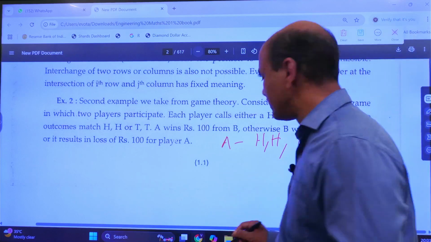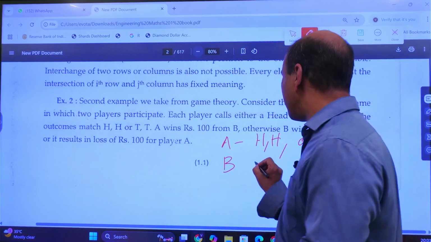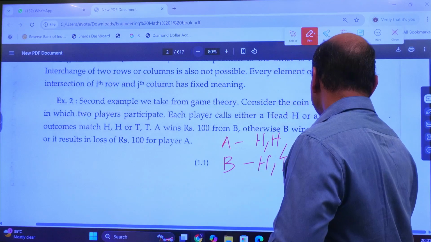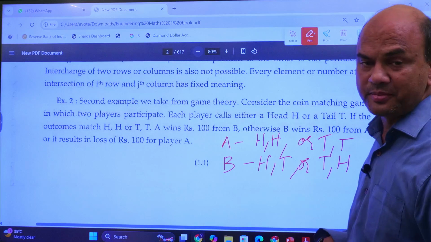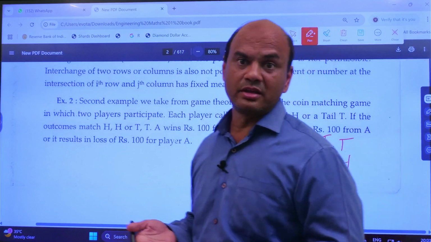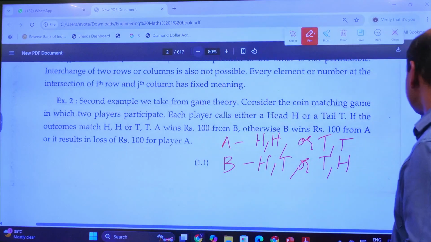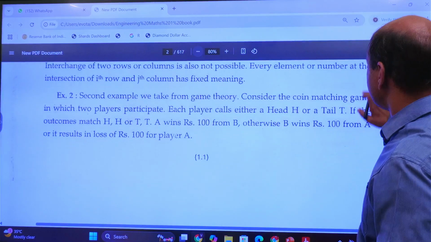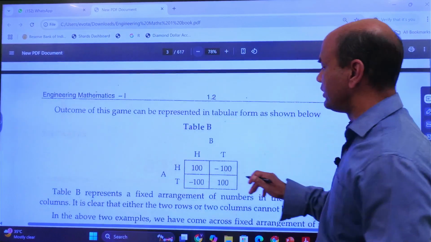What is B saying? B is saying no, forget this, head and head, nothing like this. Either it will be head and tail or tail and head, anything, but nothing common. Now, how do you represent this? How will you put this in the picture? Suppose you have to explain it to the computer in programming, how will you explain it? In that case, we will be needing this matrix.